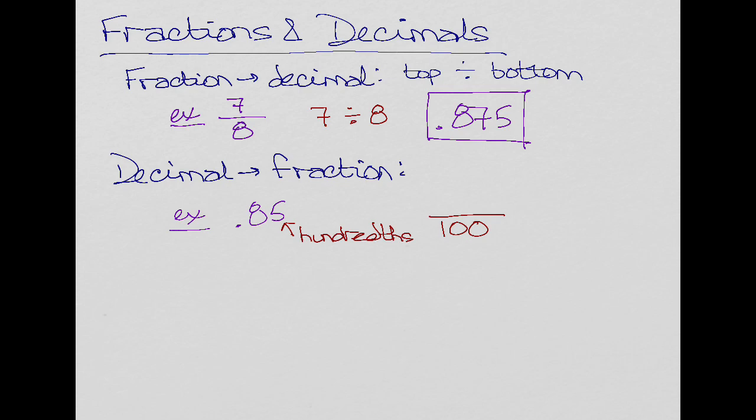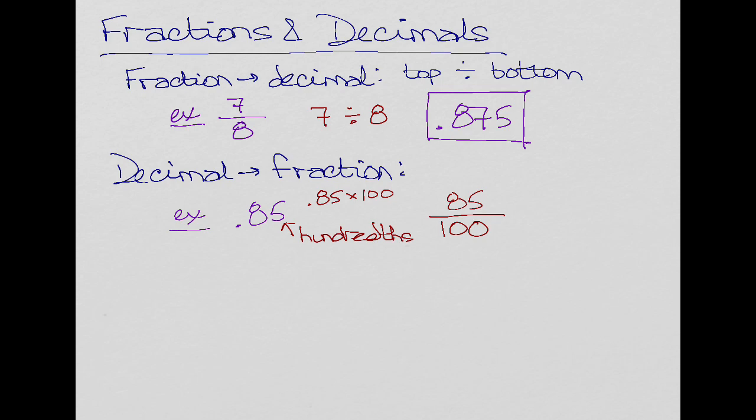The top is going to be my original decimal multiplied by what I put on the bottom. So this is going to be 0.85 times 100 on the top, which is 85. 0.85 is 85 hundredths, 85 over 100. I would like to write that in its most simplified form, so I'm going to divide the top and the bottom by the same number until I can't do that anymore.